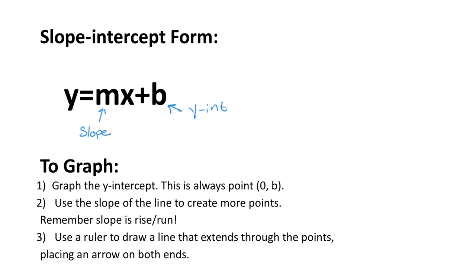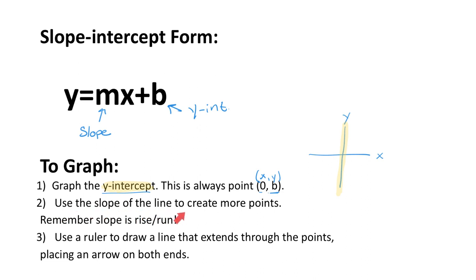So in order to graph using slope-intercept form, we're going to graph the y-intercept first. That point is always going to be (0, b), whatever the b is, because remember, it goes x, comma, y. So on a graph, here's my x-axis, my y-axis. The y-intercept, so right here, is going to cross the y-axis, okay? That is where it crosses.